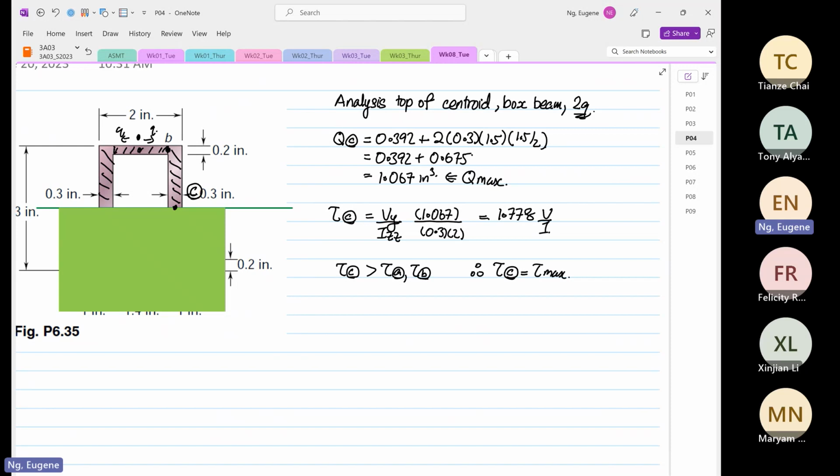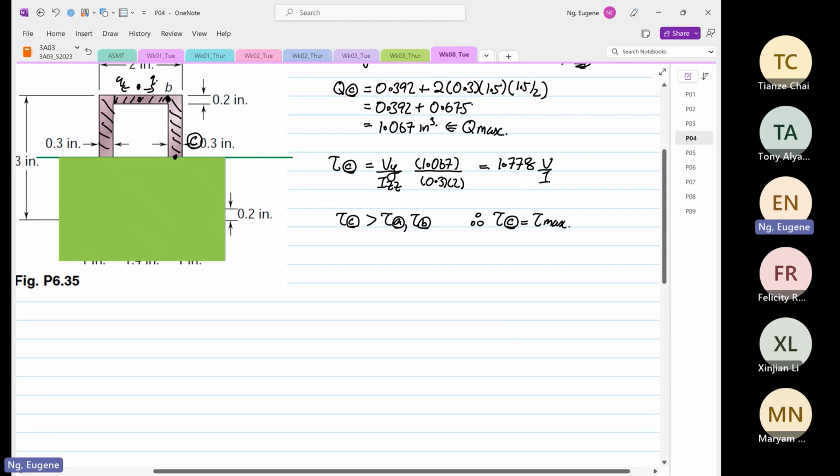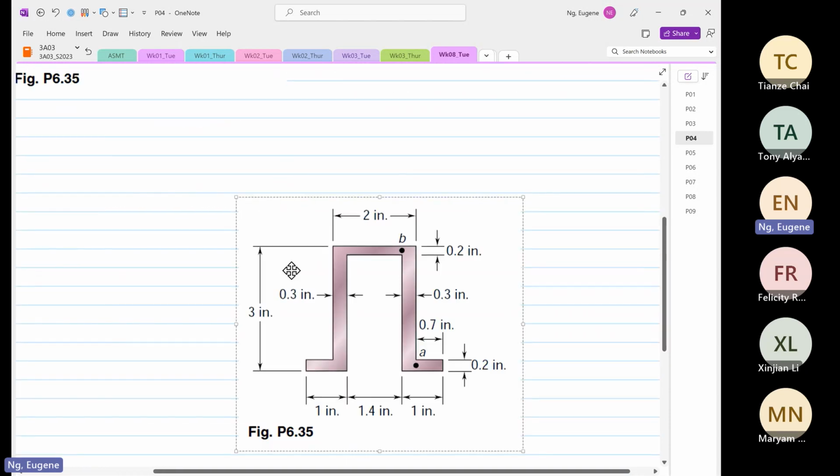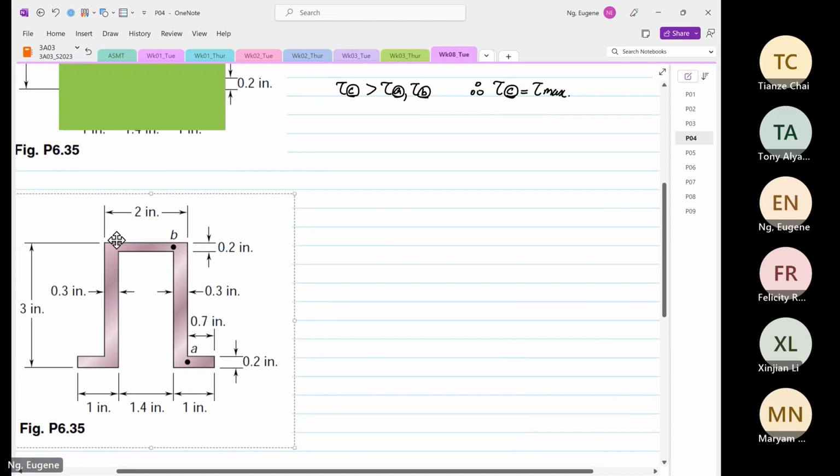Okay. Now, I'm going to do another way of doing this. I'm going to just look at the bottom, below the centroid, and the answer will be the same. But I think it's important that I show you that the answer is the same and not just tell you, oh, the answer is the same. Not like this.